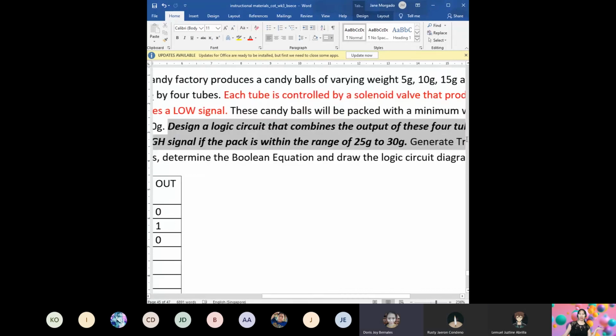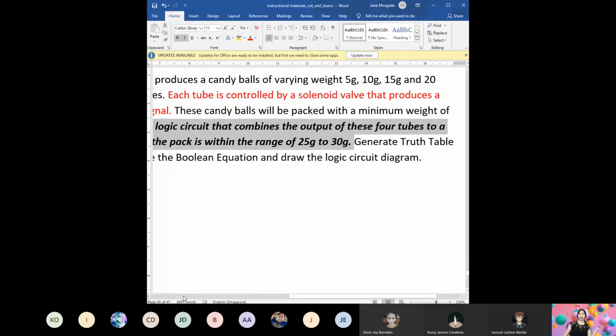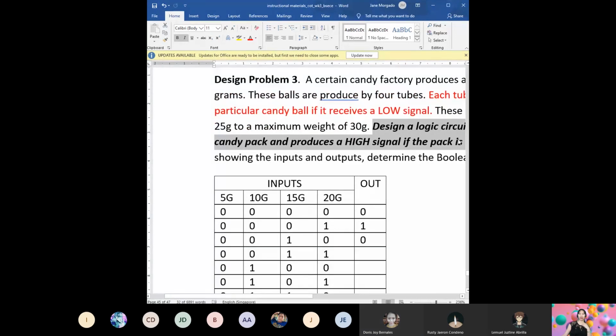It says here, design a logic circuit that produces a high signal if the pack is within 25 to 30 grams. So we'll have an output of 1 if the weight is within the range. What is our range? 25 to 30. Okay, so if you have 25 to 30 grams, the output is 1. Therefore this is 5 plus 10, 15 grams. So therefore this is 0.